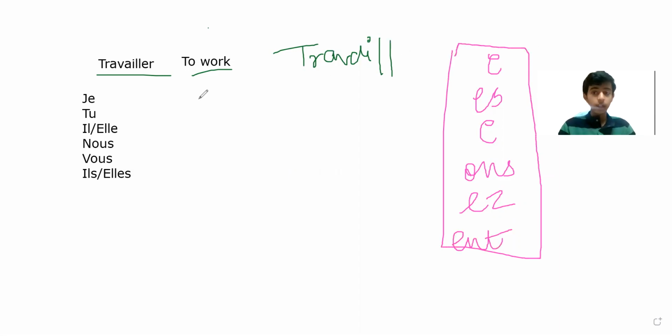E is for je, ES for tu, E for il and elle, ONS for nous, EZ for vous, and ENT for ils and elles plural. So if we add in that manner, what are we going to get? Je travaille. First write down the stem, and after that we have to add the ending. It is E, so it becomes je travaille. This is what we call conjugation.